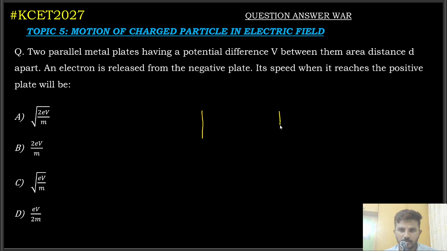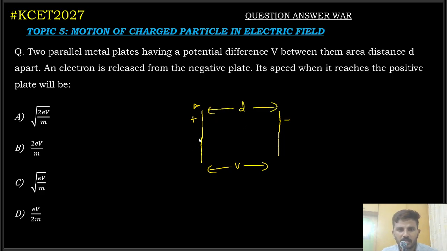Let me draw like this. Okay, so here are two parallel metal plates having the potential difference V. One is positive and the next is negative. Potential difference is V. Between them, the area is A, and they are distance d apart.